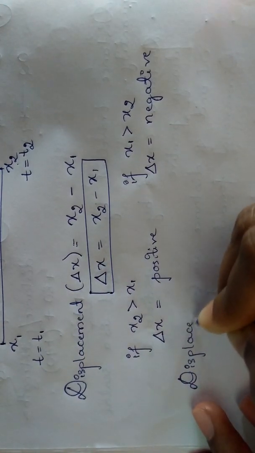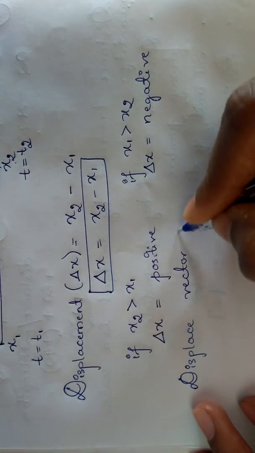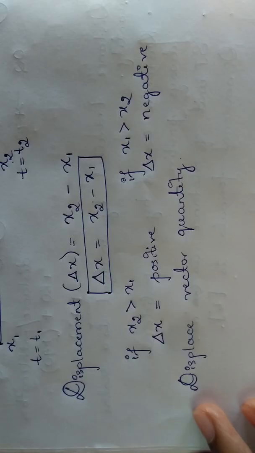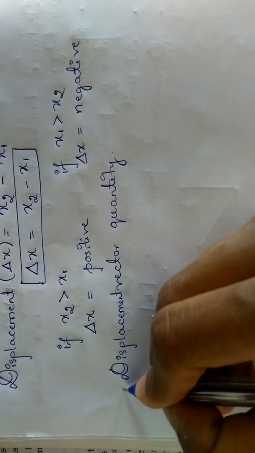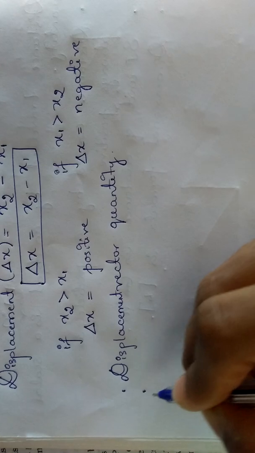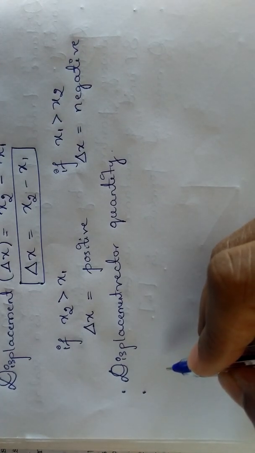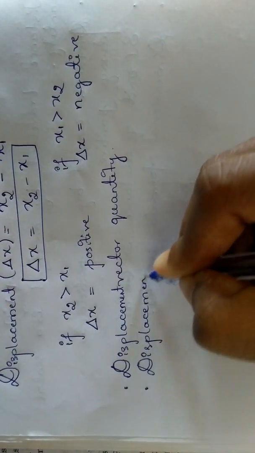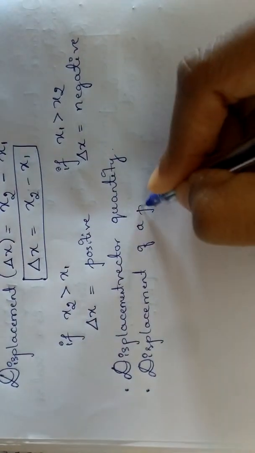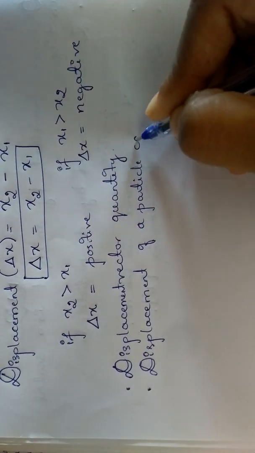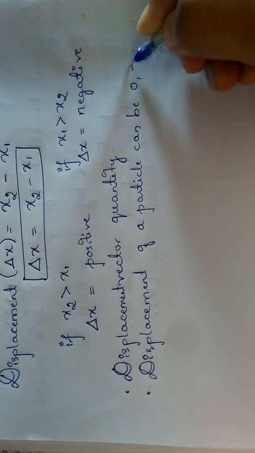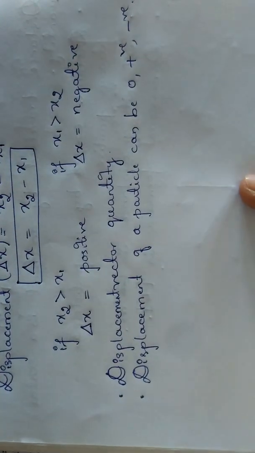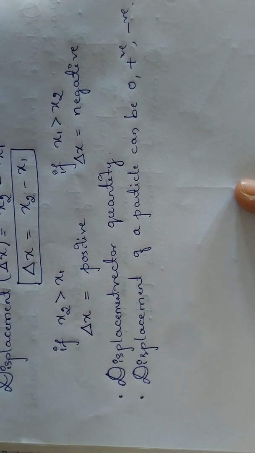Displacement is a vector quantity. The second point is that the displacement of a particle can be 0, negative or positive. So it can have 0, negative or positive values.